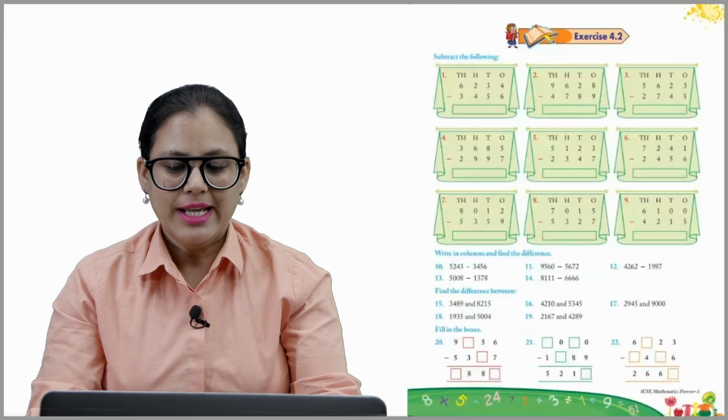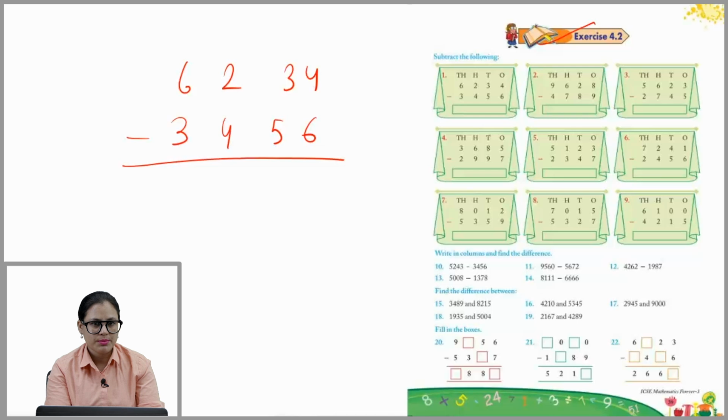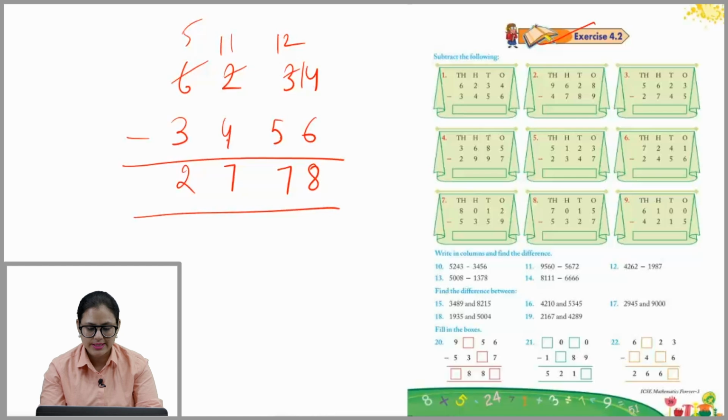Now let's do exercise 4.2. Subtract the following. 6234 and 3456 you have to subtract. You cannot subtract 6 from 4, so you will borrow from here. 14 minus 6 is 8. You cannot subtract 5 from 2, you will borrow from here. 12 minus 5 is 7. You cannot subtract 4 from 1, so you will borrow from here. 11 minus 4 is 7, and 5 minus 3 is 2. So this is the answer. And you can check also, by adding these two numbers, you will get this number, right?